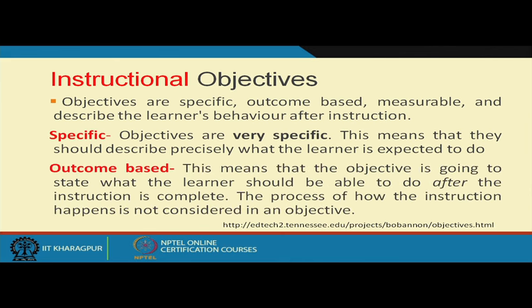Outcome based, I already explained. This means that the objective is going to state what the learner should be able to do after instruction is complete. So, the process of how the instruction happens is not considered as an objective. What the outcome is, that is what you should specify in the instructional objective.